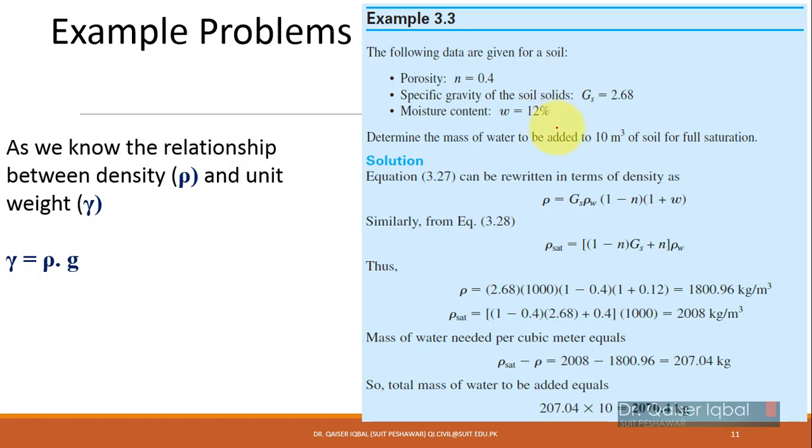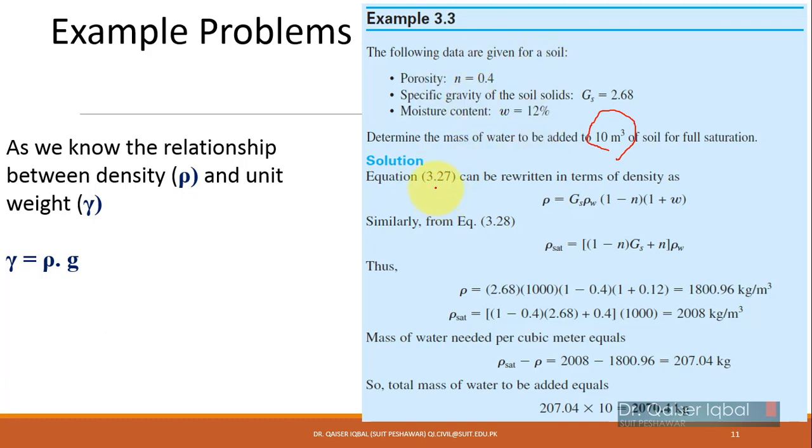So we have this soil available with us, where the total volume is 10 cubic meter, its moisture content is 12%, specific gravity is 2.68, and the porosity is 0.4. It is asking that its current moisture content is 12%, how much water should you be adding? The mass of water, not volume. They are asking about the weight of water to be added to make it fully saturated, so all the voids will be filled with water.